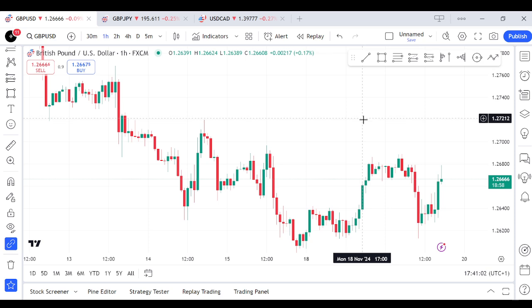In today's video we'll be discussing yet another powerful tool that can help you make more informed trading decisions. Today we'll be talking about the Camarilla Pivot Points. So if you've ever struggled with identifying key support and resistance levels or finding the right entry and exit points, this is a strategy you would want to pay attention to.